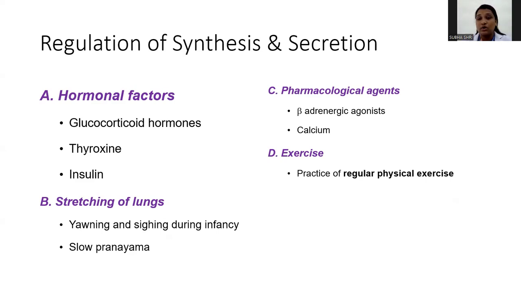We saw what surface tension is. What surfactant is and its definition. Then we saw the source of surfactant, which is the type 2 pneumocytes. Then the composition of surfactant, the steps of synthesis, and now the regulation of secretion and synthesis.